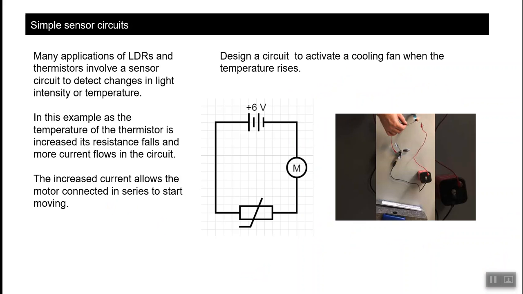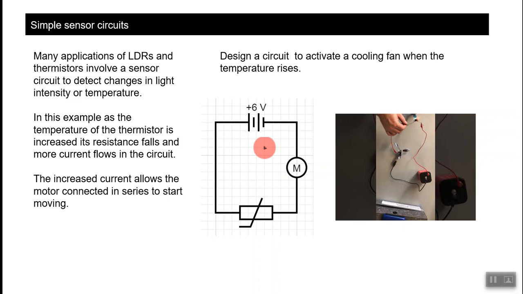The first one is this design here. Many applications of light-dependent resistors and thermistors involve a sensor circuit to detect changes in light intensity or temperature. Remember, these light-dependent or temperature-dependent resistors allow the circuit to sense the environment. In this example, as the temperature of the thermistor is increased, its resistance falls and more current flows through the circuit. The increased current allows the motor connected in series to start moving. So this is like designing a circuit to activate a cooling fan when the temperature rises. This is a simple circuit that will do that.